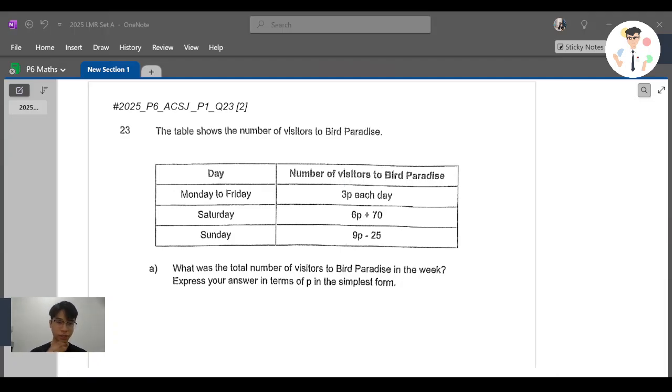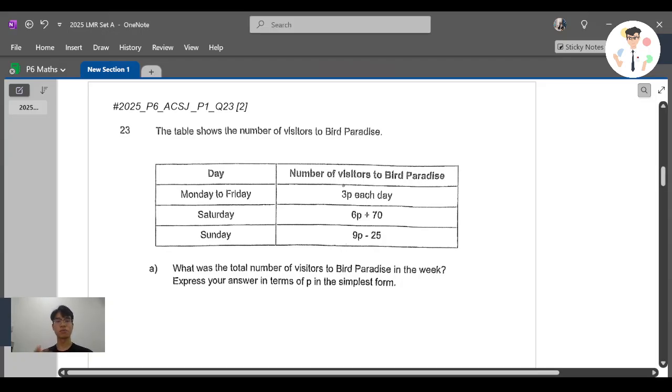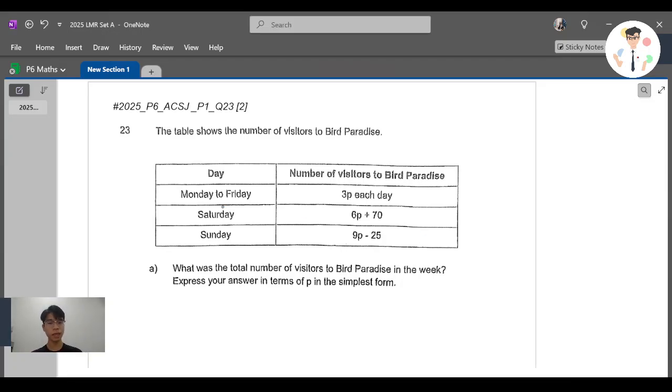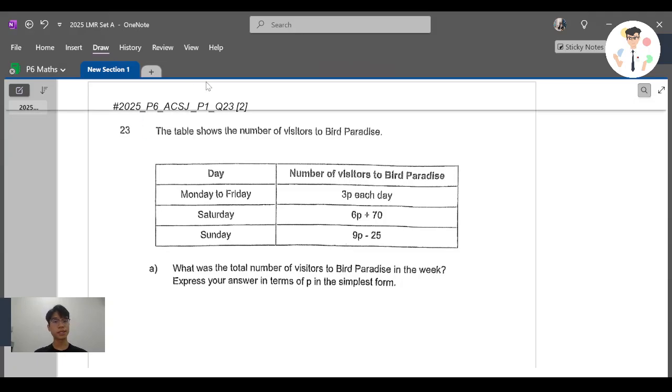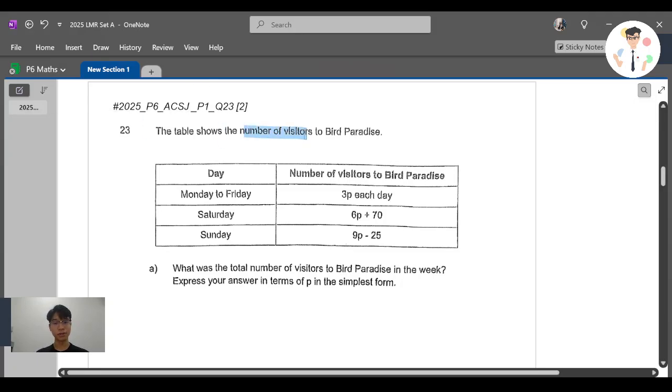This is actually considered one of the easier questions, but I just want to remind you again about the algebra that some of you actually get wrong during your prelim exam. Let's look at this question. They say that the table shows the number of visitors to Bird Paradise. So Monday to Friday, there's 3p.